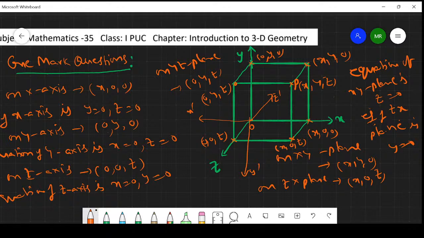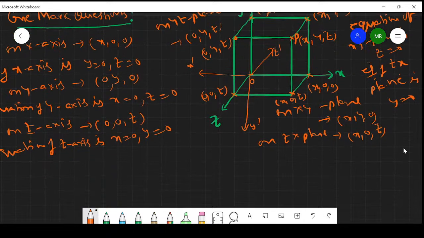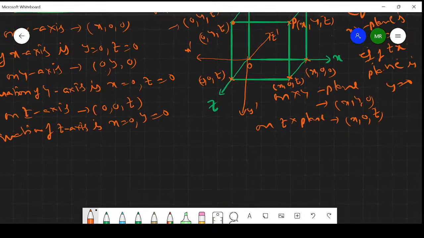The X-X dash, Y-Y dash and Z-Z dash axes divide the entire space into 8 octants. They will ask which octant a given point belongs to. These three axes divide the space into 8 octants.